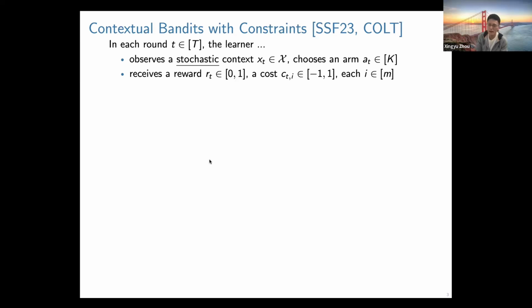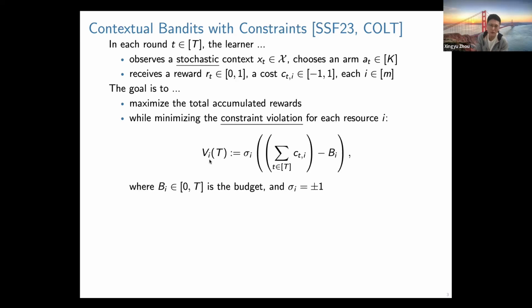So this is very simple, right? The goal here is to maximize the cumulative rewards while minimizing the constraint violation. In other words, you want to guarantee that on average, the constraint is satisfied. B here is the total budget. There is a threshold you have to stay below or above as often as possible, and sigma here is used to flip the sign.